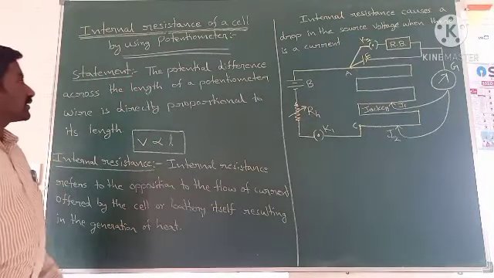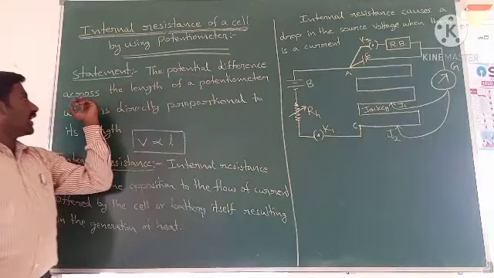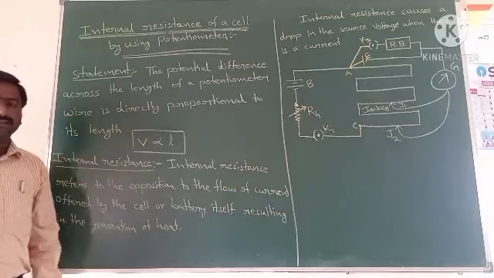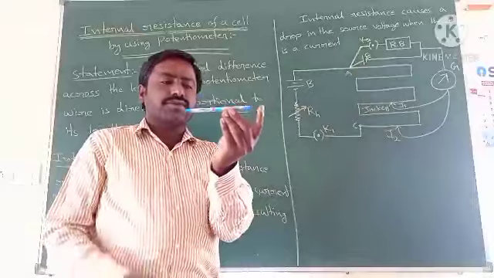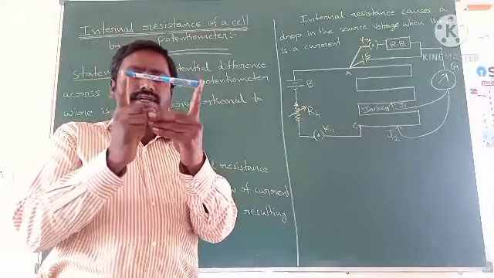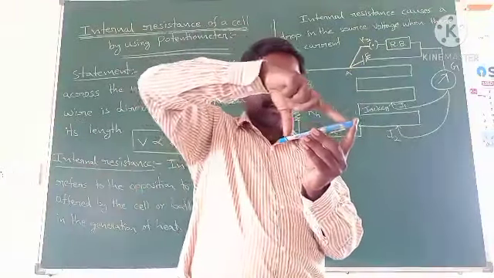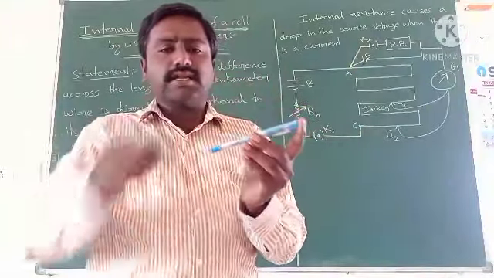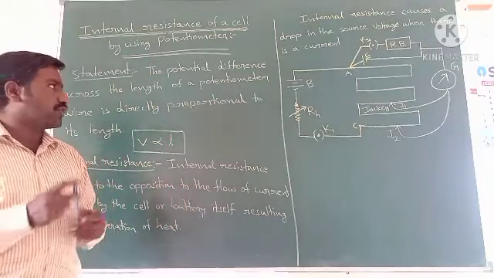The statement of the potentiometer is that the potential difference across the length of a potentiometer wire is directly proportional to its length. We discussed this point in the last class. For example, this is a potentiometer wire. Then the potential difference across the ends of the wire is directly proportional to its length. So that is the statement of the potentiometer.